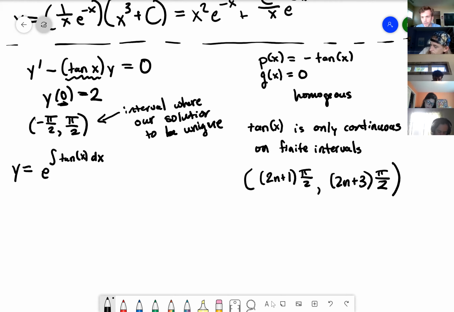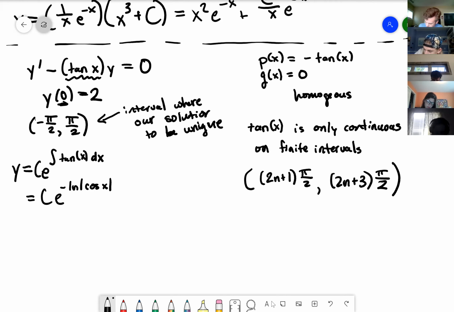Anybody remember what the integral of tangent is? It's not an easy one. So our solution in general, and because we're doing the homogeneous solution, we can put our constant of integration there. So that's c e to the minus natural log of the absolute value of cosine x.